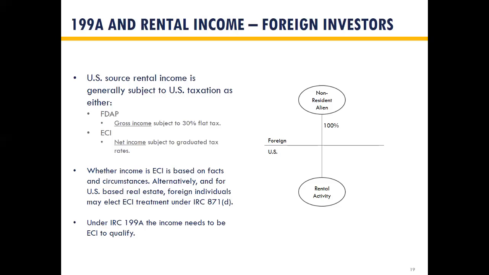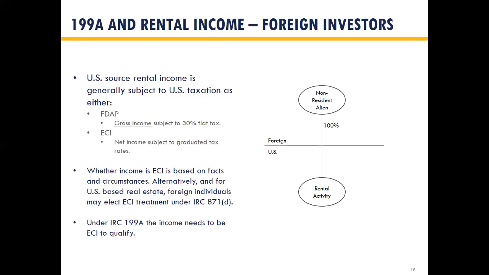So a foreign person is typically taxed in the US on their US real estate income one of two ways. One, they subject the rental income to an FDAP regime, and their gross rents are subject to a flat 30% tax. So ignore deductions: if you had $100,000 of gross rents, then that income is subject to a flat 30% tax, or $30,000. Typically not very favorable, right?